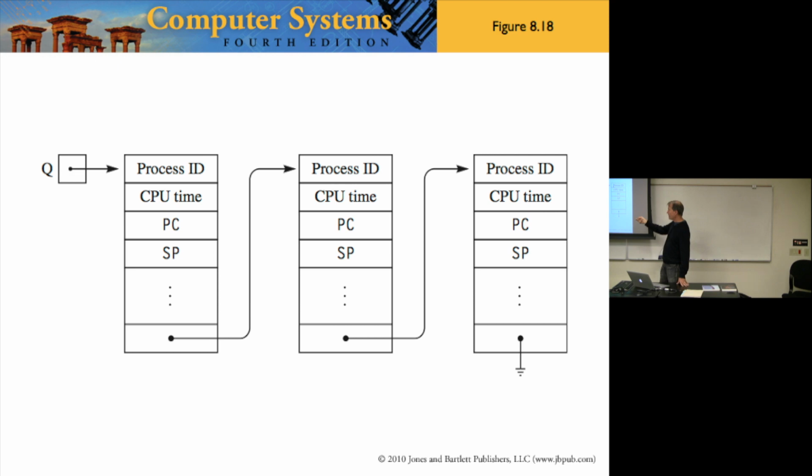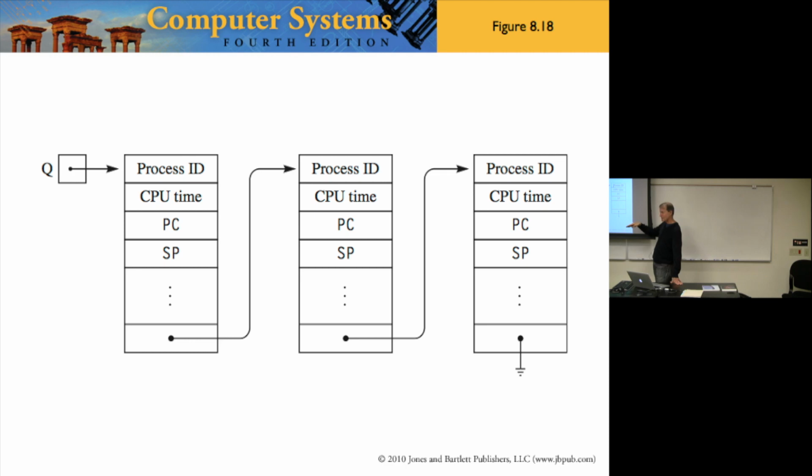Okay? And then another thing it stores is how much CPU time has been allocated to this process, so it knows which process has been in there a long time and which hasn't. And then this PC is the program counter, so that points to the instruction that's going to execute next when you resume it. And what is this SP? What do you suppose the SP is, for those of you who've had computer systems? That's the stack pointer.